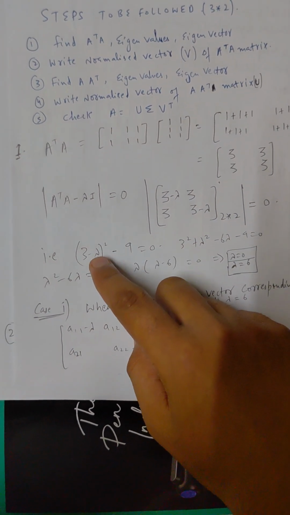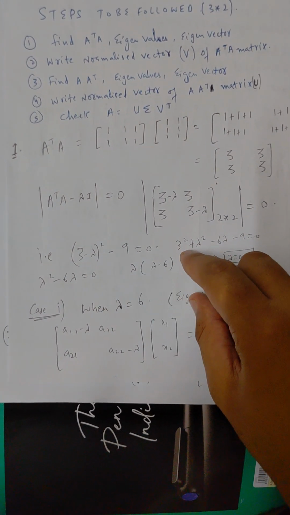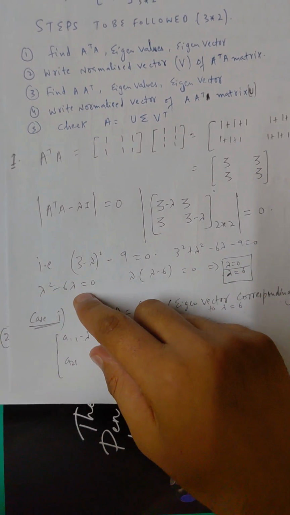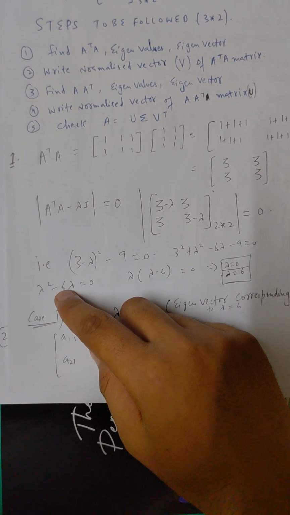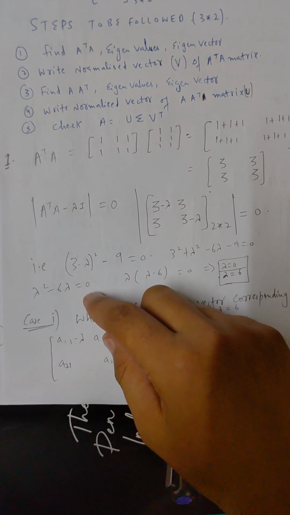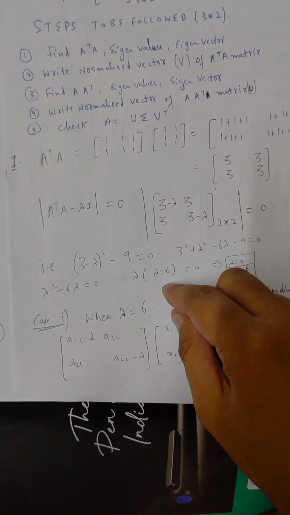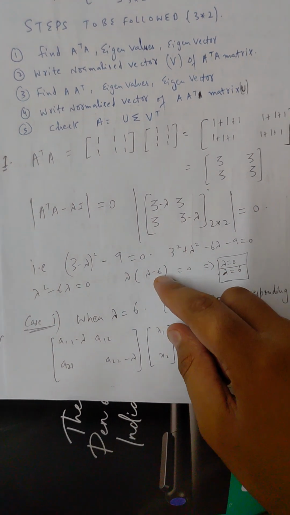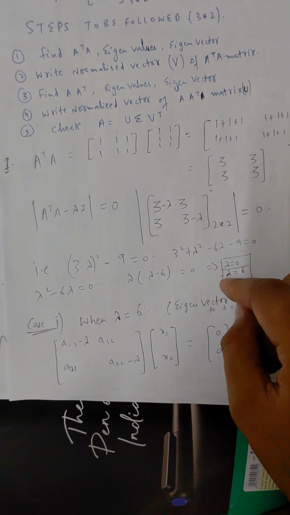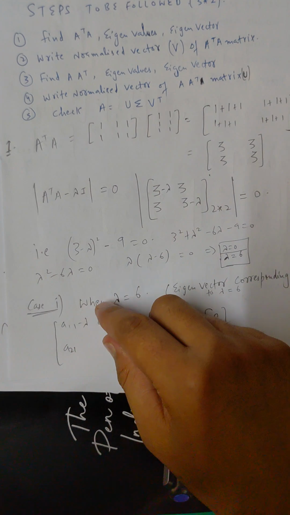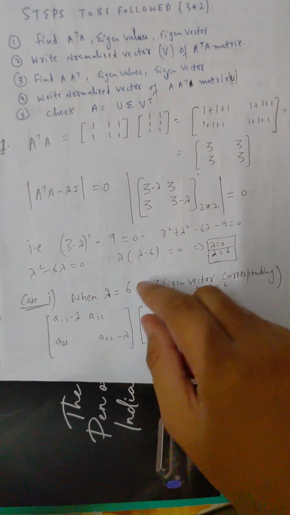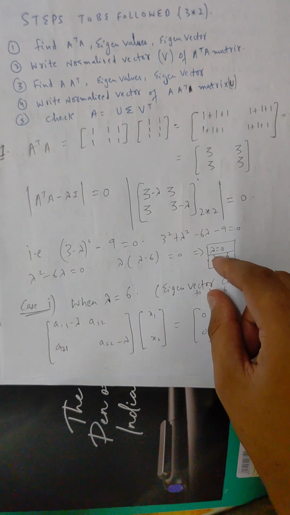I will solve it as (a minus b) whole square. This is 3 square plus lambda square minus 6 lambda minus 9 equal to 0. So here I have got lambda square minus 6 lambda equal to 0. We'll factorize it: lambda into (lambda minus 6). So I have got two values, either lambda equal to 0 or lambda equal to 6. We will calculate the eigenvalues and eigenvectors through the two different values of lambda.